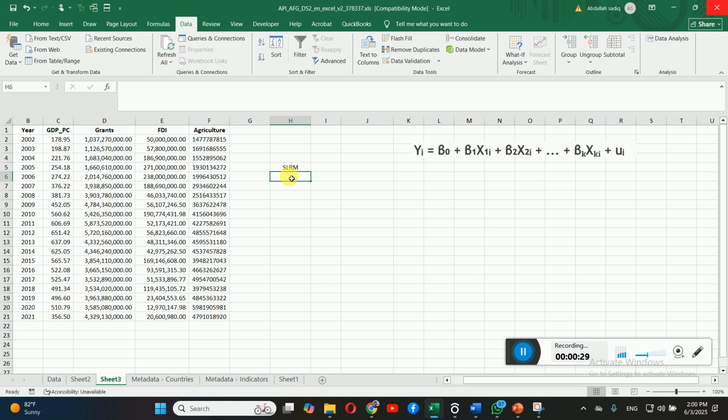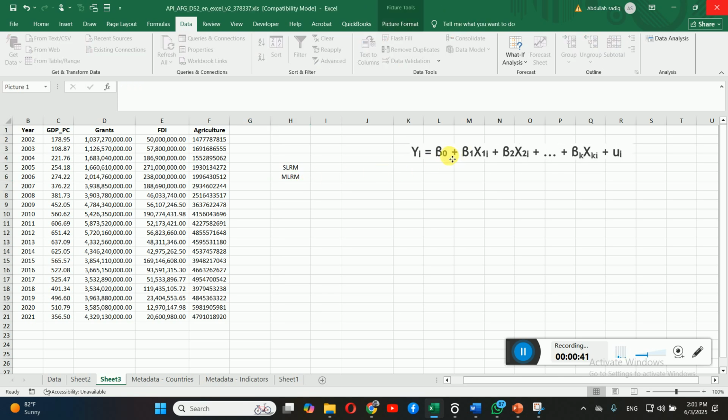So today we are talking about MLRM. So MLRM is a model where we have many independent variables. It stands for multiple linear regression model. So this is the example of MLRM. This is indeed a model which is called MLRM. Why? Because we have many independent variables such as x1, x2, x3, and up to xki.